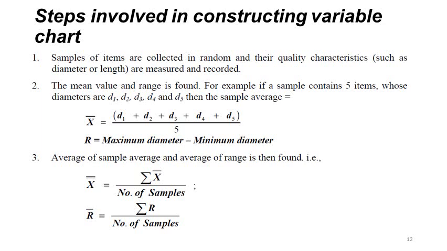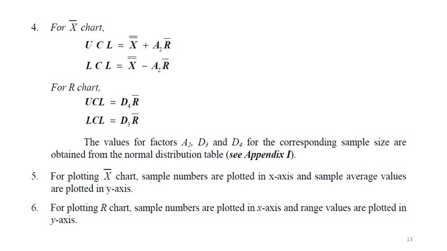That's the third step. Fourth step, we will note the UCL, upper control limit, and LCL, lower control limit, for X bar and R bar. UCL for the X bar chart equals X double bar plus A2 R bar. LCL equals X double bar minus A2 R bar. For the R chart, UCL equals D4 into R bar, LCL equals D3 into R bar. You have to learn these equations by heart, the equations for UCL and LCL for the X bar chart and R chart.